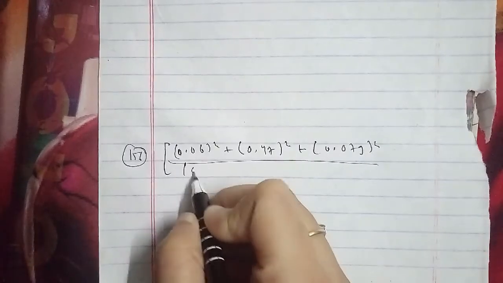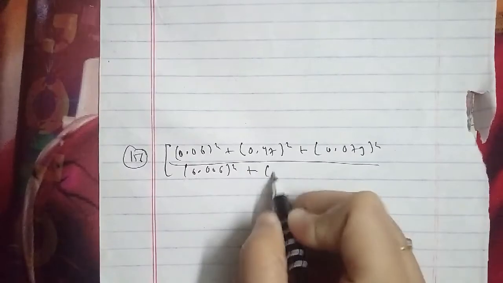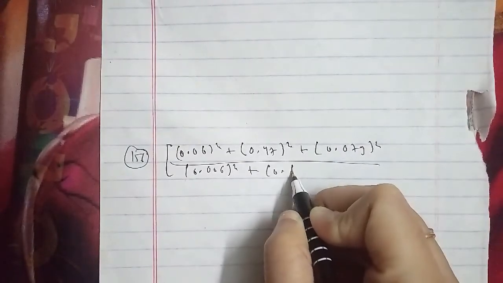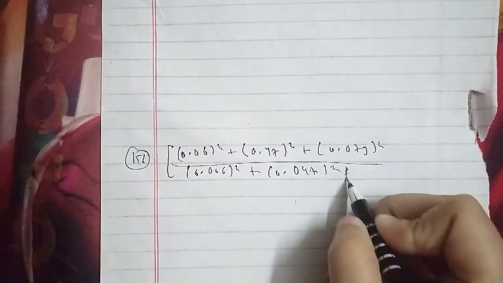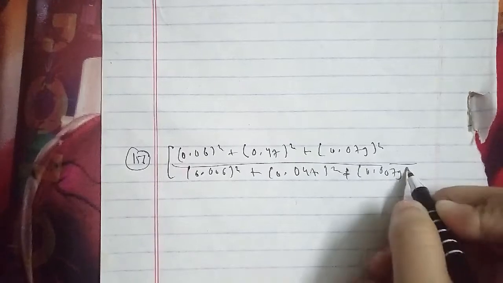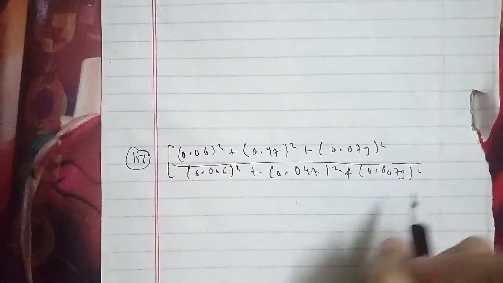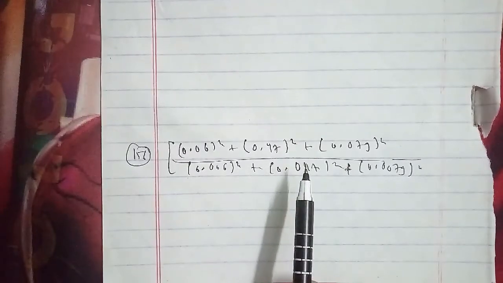that is 0.006 square plus 0.047 square plus 0.0079 square. The options for this are 0.1, 10, 100 and 1000.